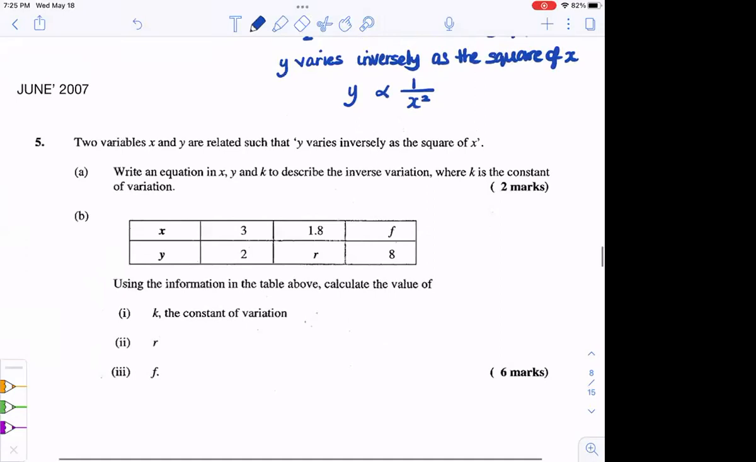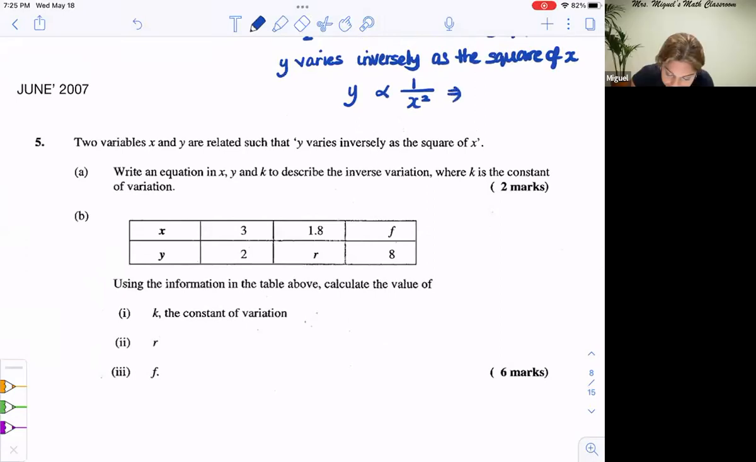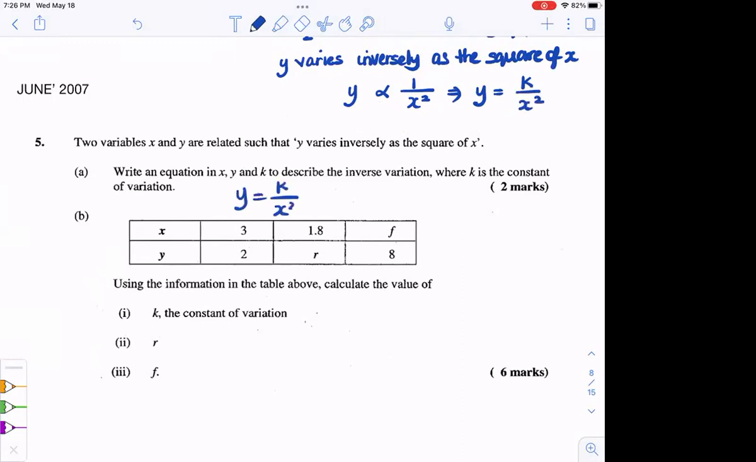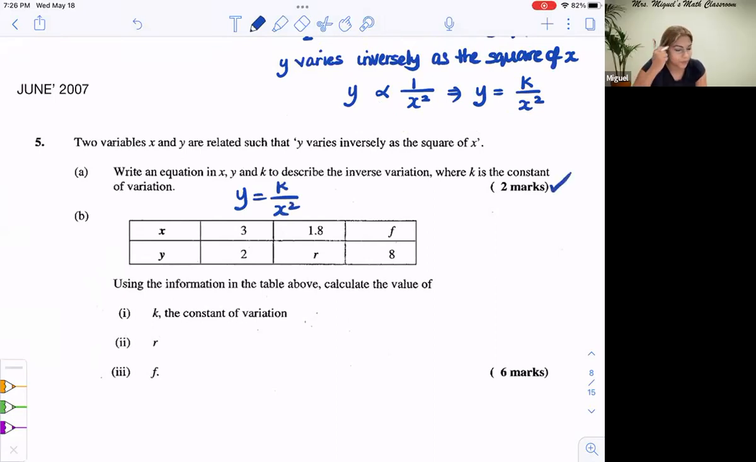Finish, Miss. Right. So you're replacing the symbol with the equal sign. So I have y equal to k over x squared. Did you all get that? Yes, Miss. Here we would have scored 2 marks. So even if we get 2 marks in question 3, that is still fine because it is still something. We need to accumulate as many marks as possible. But we're not only getting those 2 marks.